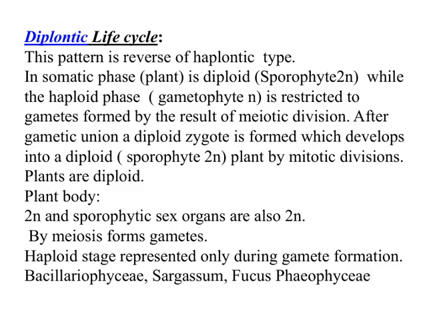As an example, groups like Bacillariophyceae, Sargassum, Fucus, and other Phaeophyceae follow this diplontic pattern. Overall, this cycle highlights how the plant's dominant phase is diploid, with the haploid phase being temporary and restricted to gamete formation, which is quite a contrast to other life cycles we've studied.